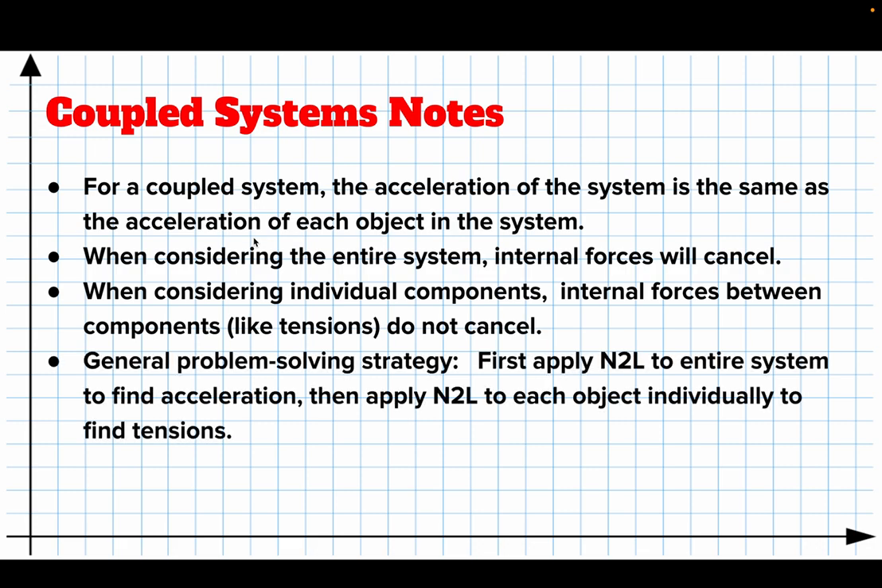So generally, we want to apply Newton's second law to the entire system, and that allows us to find the acceleration. Once we know the acceleration, we can apply Newton's second law to each object in the system and use that to find the tensions.